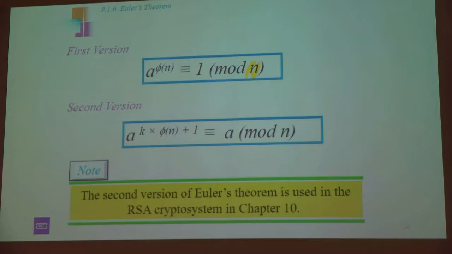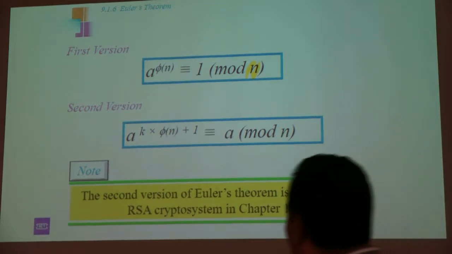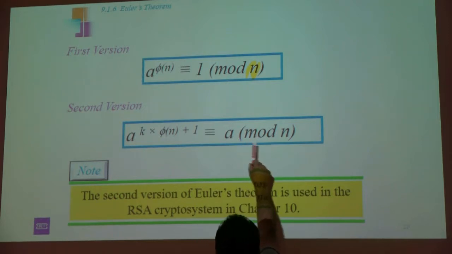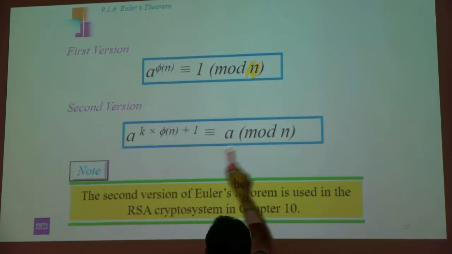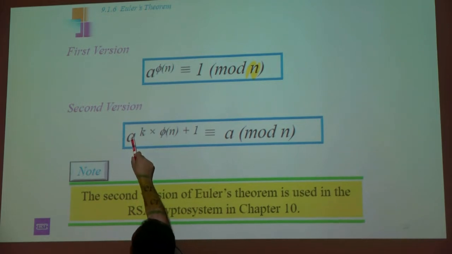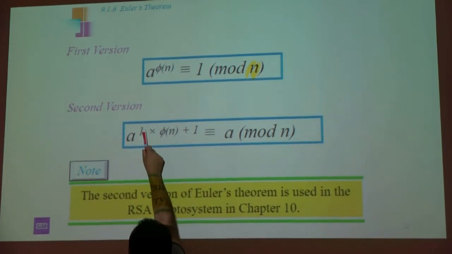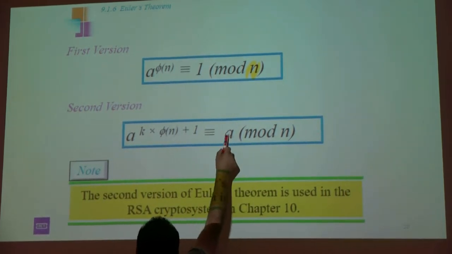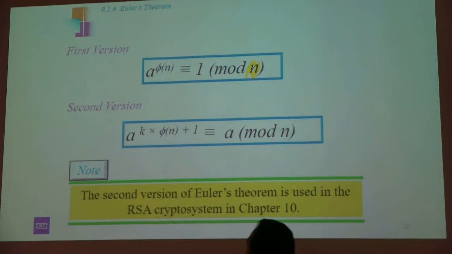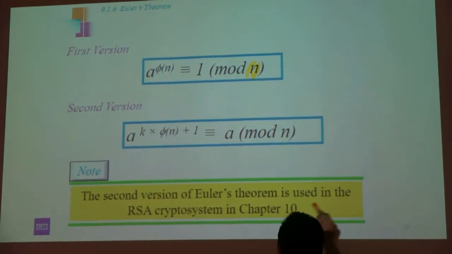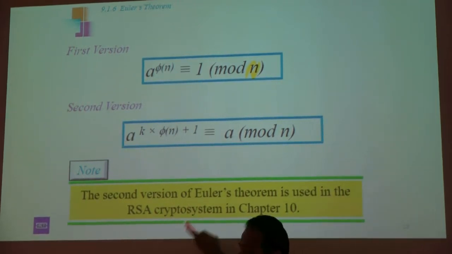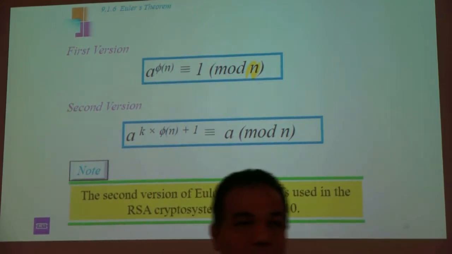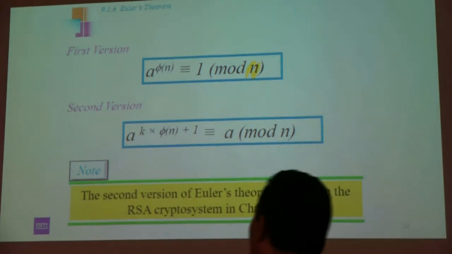The other one, the bigger one: if you have the modulo n, then any number a to the power of k times phi of n plus 1, where k is any integer, will give you a. The second version of Euler's theorem is used in RSA cryptography, which we're going to teach you next week. Let's take examples for that.